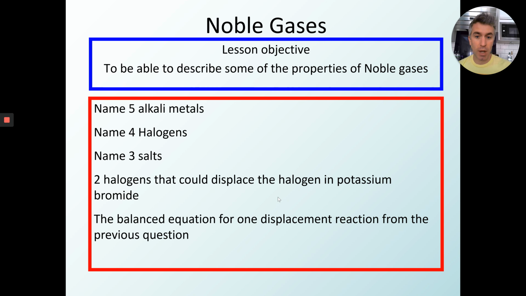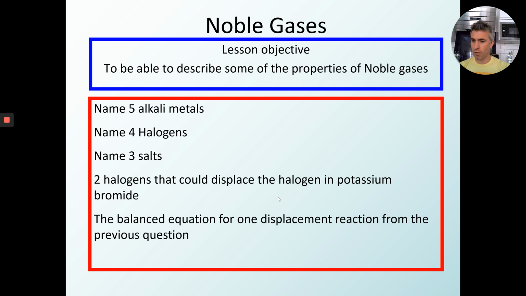Hi. Okay, new lesson, new part of the periodic table. So, science o'clock means we're doing chemistry at the moment. Today we're looking at the noble gases. So we're moving on from the alkali metals and the halogens, but the starter still includes those things in it.